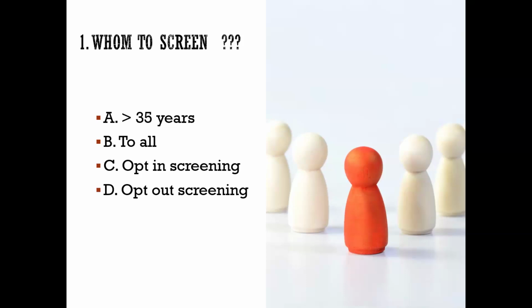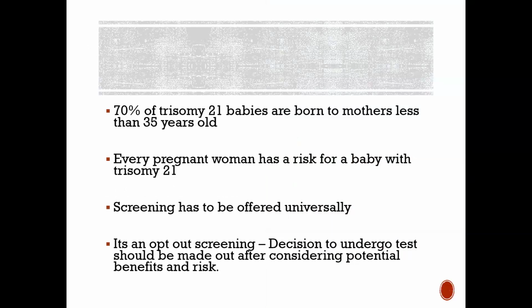Should it be an opt-in screening or opt-out screening? So we have to screen all, and it is an opt-out screening. Every female has some background risk of having a chromosomally abnormal baby. That risk is called the a priori risk.